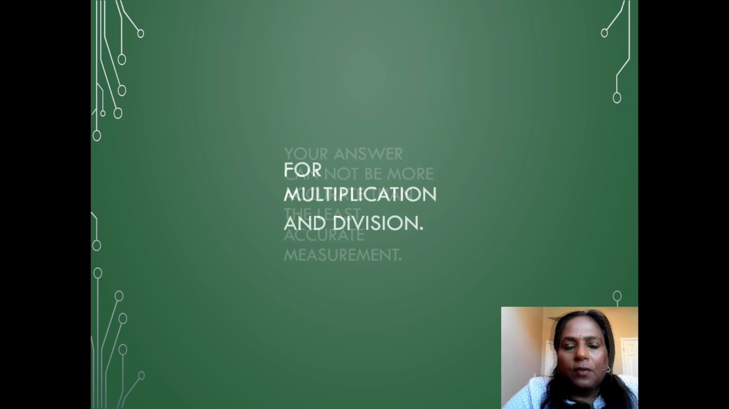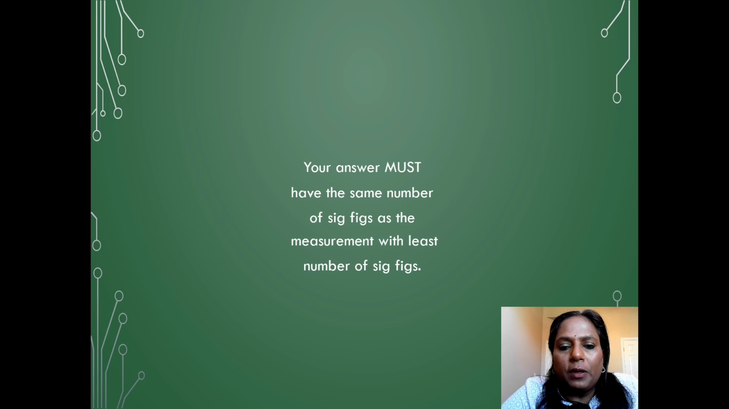Always remember this. First, let's talk about how to count the correct number of significant figures for multiplication and division, or how to report the answers with correct number of significant figures in multiplication and division. When you're performing multiplication and division, you must report your answer with the same number of significant figures as the number with the least number of significant figures. Now let's work that out with some examples.